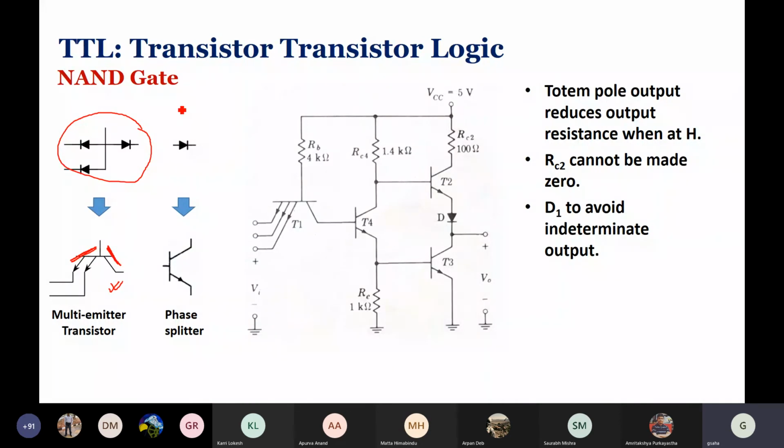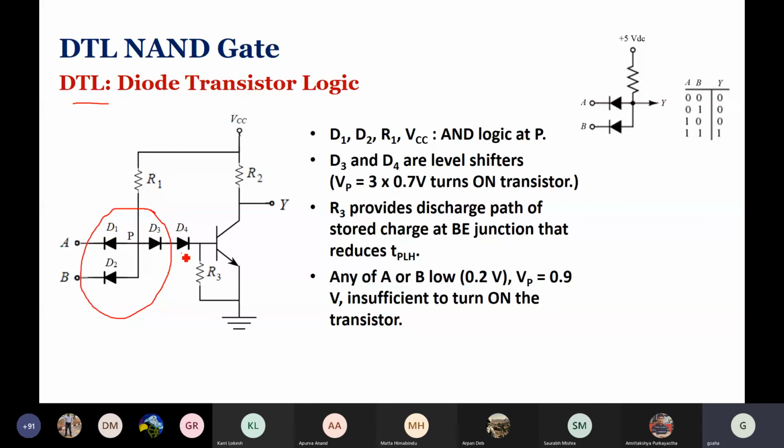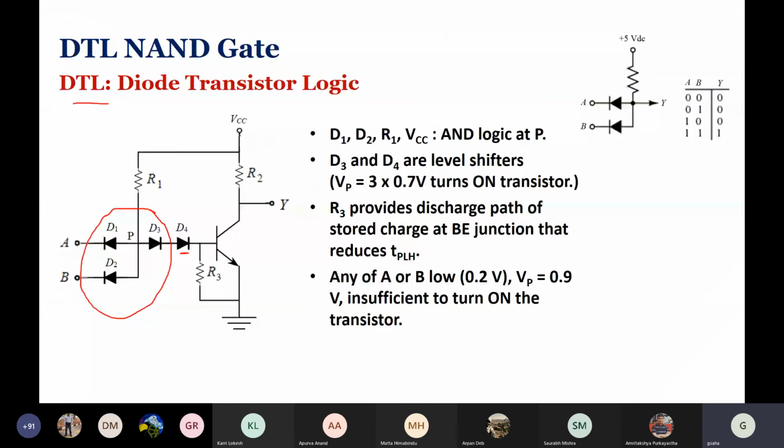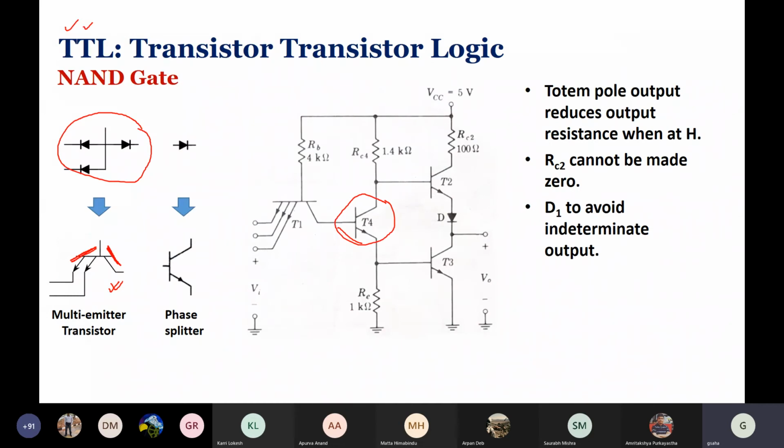And the middle one, the diode they replaced with a transistor. Other than whatever you had seen before, it gives an additional thing by which it is termed a phase splitter. So what does the phase splitter do? We shall discuss.